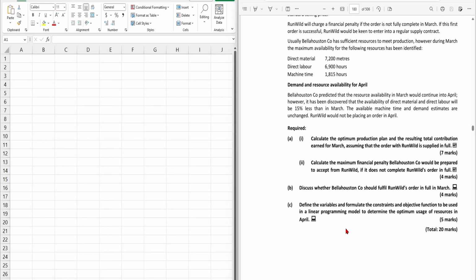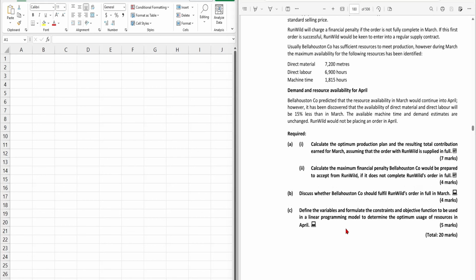And then next is to calculate the maximum financial penalty Bella Houston Co. would be prepared to accept from Runwild if it does not complete the Runwild order in full. And the next is to discuss whether Bella Houston Co. should fulfill the Runwild order in full in March. And then define the variables and formulate the constraints and objective function to use in a linear programming model to determine the optimum use of resources in April. The whole question is for 20 marks. So let's have a look at the first one.